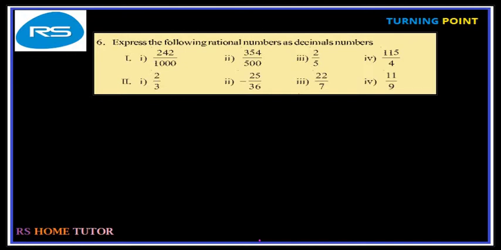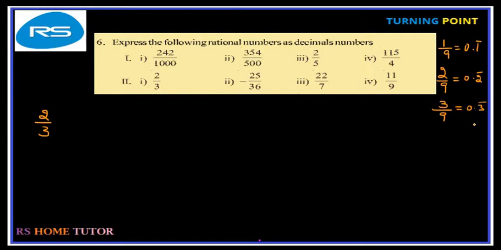So 2 by 3. I will give a very simple way to do this. Suppose we have 1 by 9, divide 1 by 9, you will get 0.1 bar. So 2 by 9, you will get 0.2 bar. Check once, you do it as homework. 3 by 9 is nothing but 0.3 bar, and so on. So this concept I am applying here.